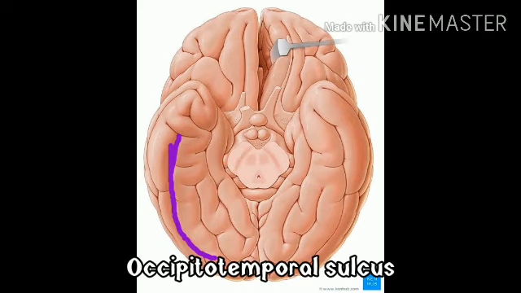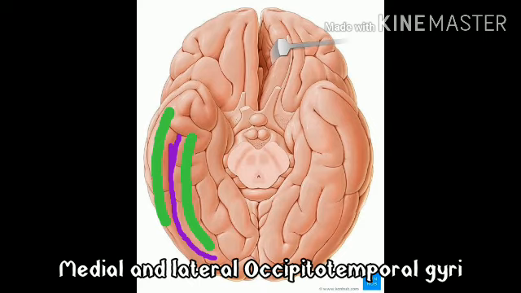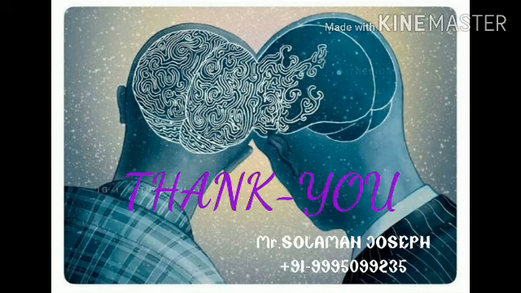The occipitotemporal sulcus runs parallel to the collateral sulcus. Medially is a gyrus called the medial occipitotemporal gyrus, and laterally the lateral occipitotemporal gyrus. It is a small dissection part of cerebrum. Thank you.